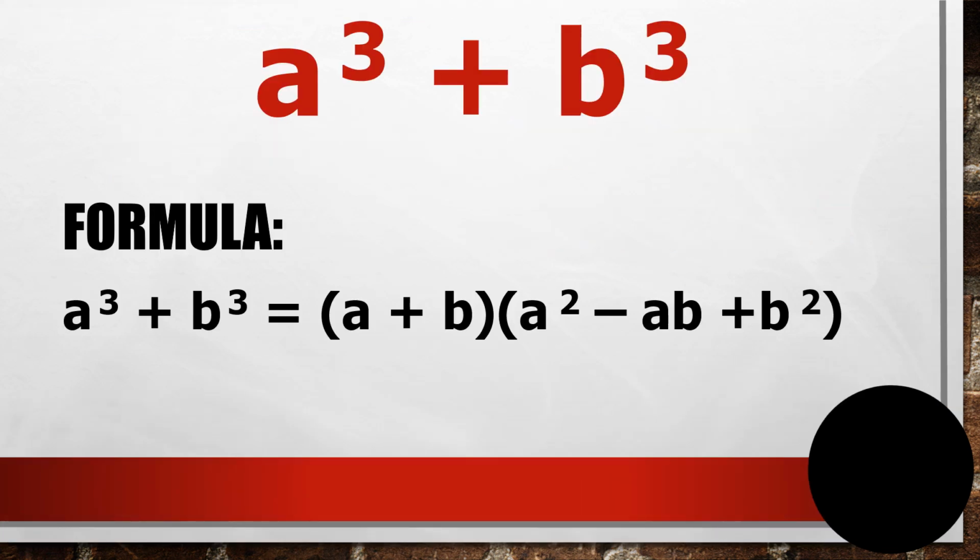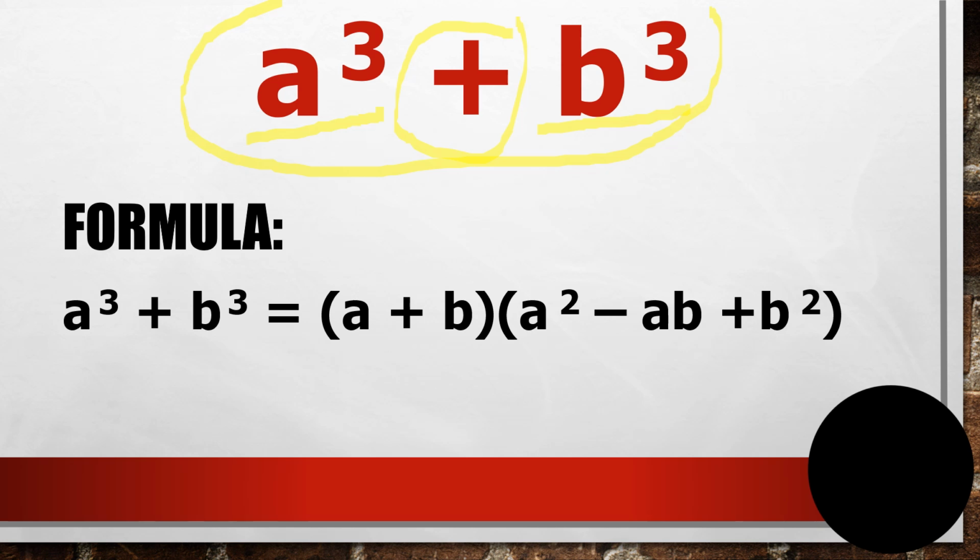Alright, now here, the polynomial in the form a cube plus b cube is called the sum of two cubes because two cubic terms are being added together. This is the first cubic term. This is the second cubic term. So there are two cubic terms that are being added together. That is why we call it the sum of two cubes.